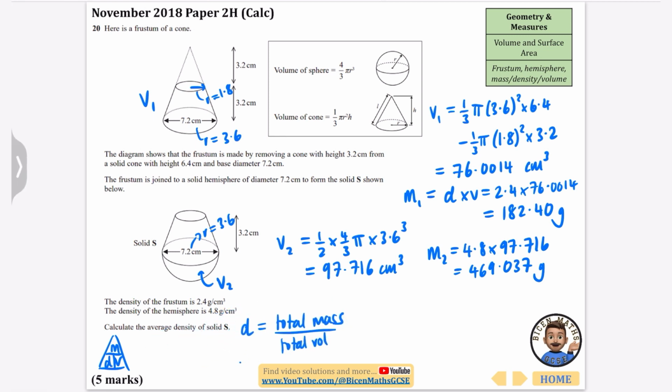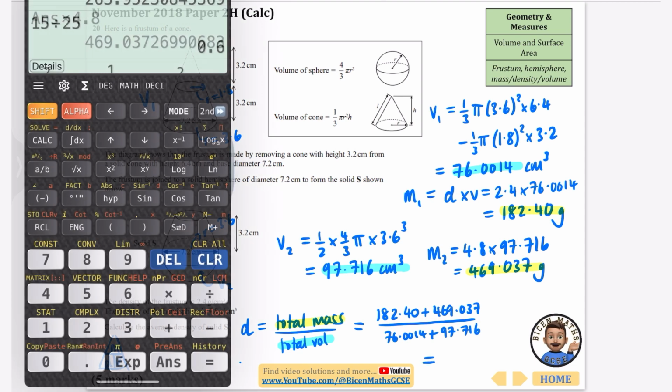So I'm actually now going to be able to go straight to finding out what the average density is by using this formula. It is going to be the total mass divided by the total volume. So the total mass is going to be this one and this one for the mass, and the total volume is going to be this one and this one added together. It's just all going to get put into the calculator. So 182.40 plus 469.037, all divided by the volume calculations, which are going to be my 76.0014. I've used a lot of decimal places there, so I know it's going to be accurate. I'm going to type that all in and see what we get.